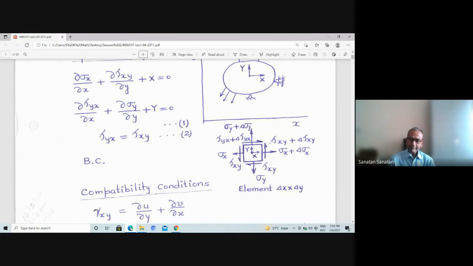And now the question is, we have two equilibrium equations. Look at this, we have two equilibrium equations, the first equation and the second equation on the screen, and we have to find out three unknown functions, sigma x, sigma y, and tau xy. So this problem is statically indeterminate. Your unknowns are three, but you have two equilibrium equations. So therefore the problem is statically indeterminate.